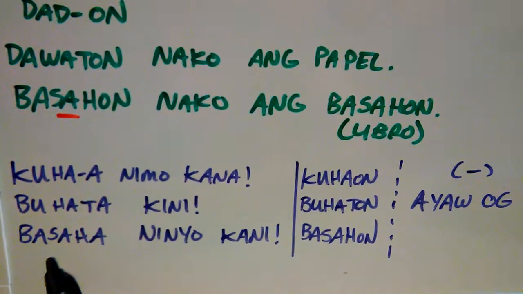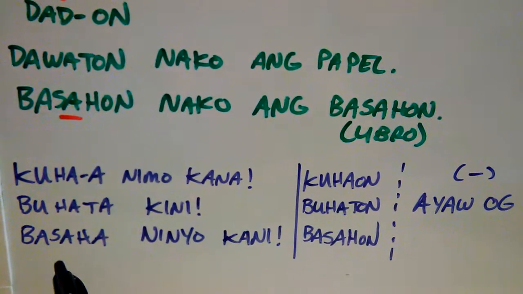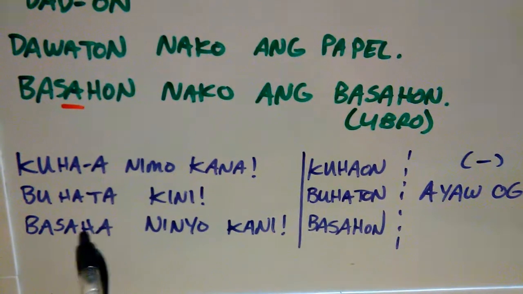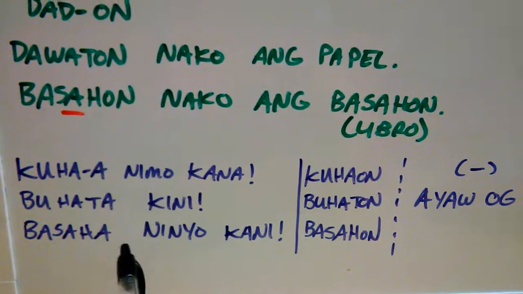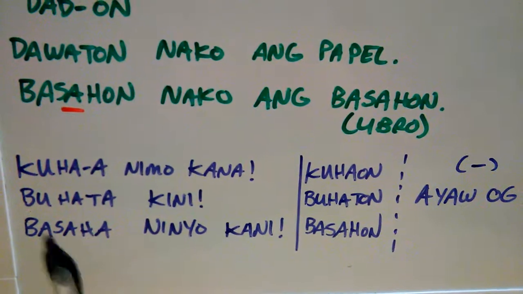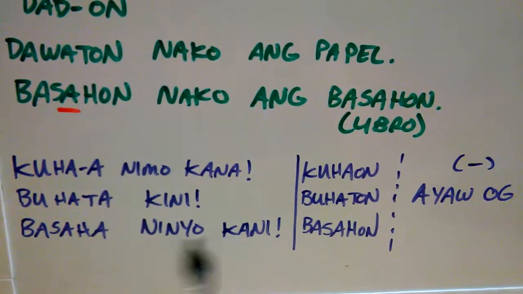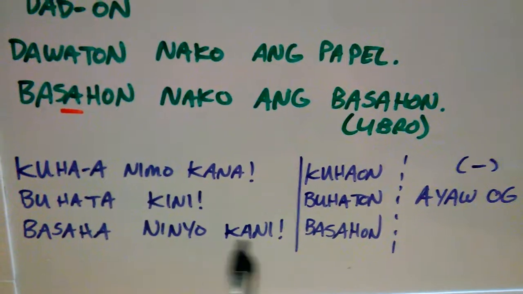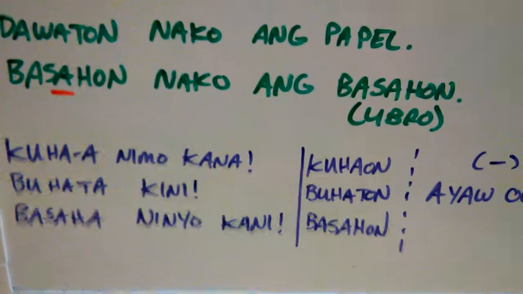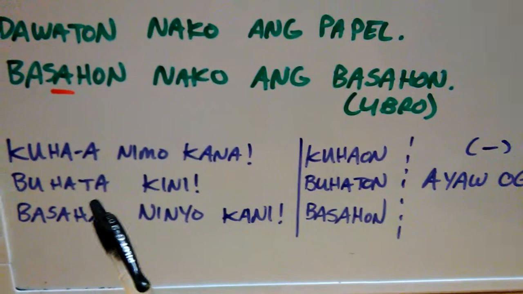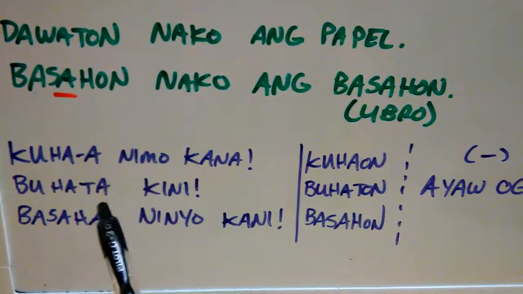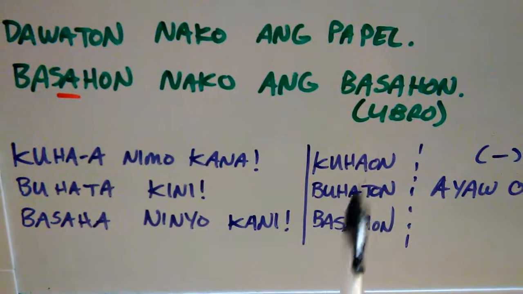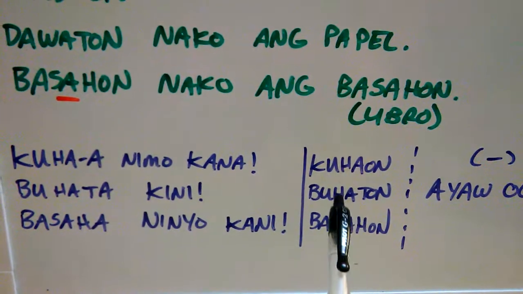Basa, meaning to read, but it's an unstressed or unaccented, no glottal stop vowel. So we put ha, basaha. There you go. Ha is the stress now. Basaha ninyo kani. Read this. Y'all read this. How does this differ from the regular non-imperative? Because this is an imperative now. It's a command. This is non-command, non-imperative.